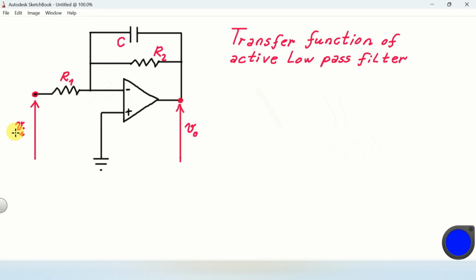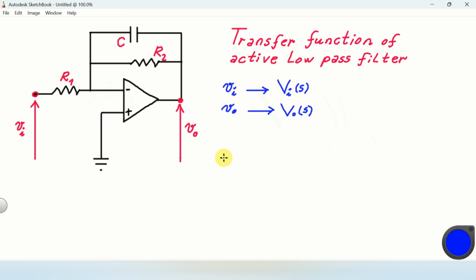Namely, observe this input voltage VI and observe this output voltage VO. Let the Laplace transforms of VI and VO be denoted as follows. If in time domain we have VI, its Laplace transform will be denoted as capital VI of S. Similarly, for the time domain signal, that is for the output voltage VO, its Laplace transform is denoted by VO of S. Here we are using the classical notation, that is, the Laplace transforms are denoted by capital letters and time domain signals are denoted by lowercase letters.